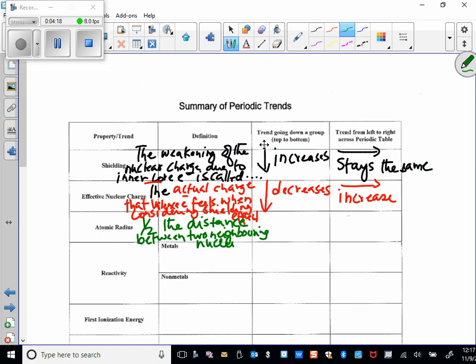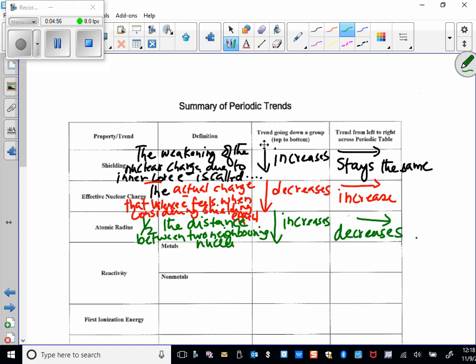So you put two atoms together, and one half the distance between their nuclei is called the radius. What is the trend for atomic radius as you go down a group? Yes, Charlie? It increases. Very good. What is the trend in atomic radius as you go across a period? Zaina? It decreases when we go across a period.